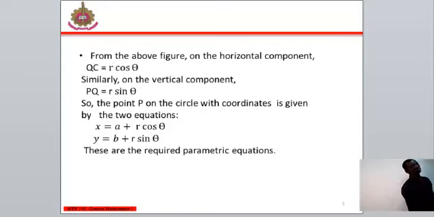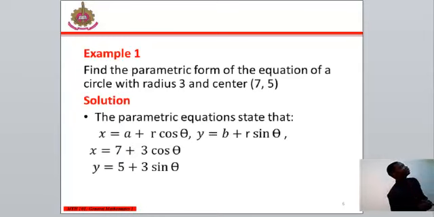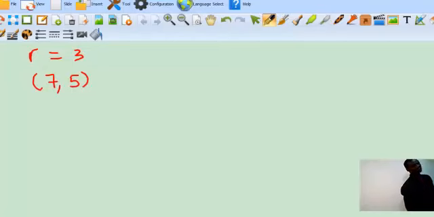And let's try an example. Example 1. Find the parametric form of the equations of a circle with radius 3 and center 7, 5. Now, how do we obtain the parametric equations in this kind of problem? We are given that R is equal to 3 and we are given this point 7, 5. From this, you know that A is equal to 7 while B is equal to 5.